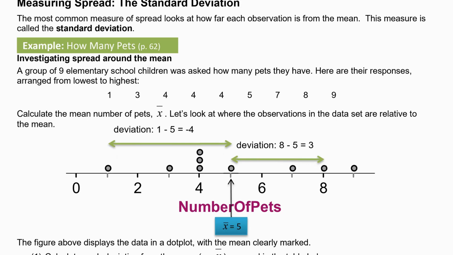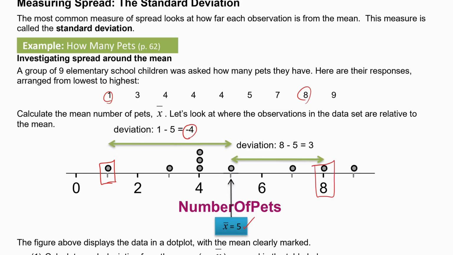Every data point in a data set varies from the mean. So let's say we have this data set, 9 kids were asked how many pets they have. One kid had one pet. Here's another person who had 8 pets. But every single one of these numbers varies from the mean. Now, if you do the calculation, we find out that the mean is 5. So this kid who has one pet varies from the mean by -4. 1 minus 5 is -4. They're four units below the mean, 4 pets below the mean.